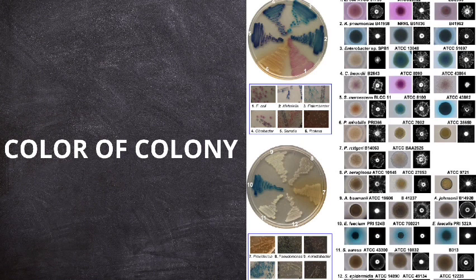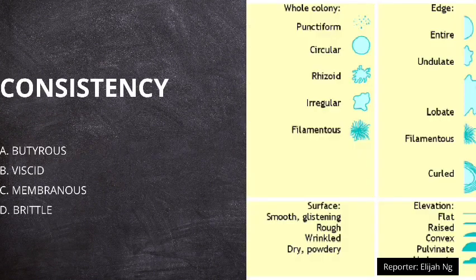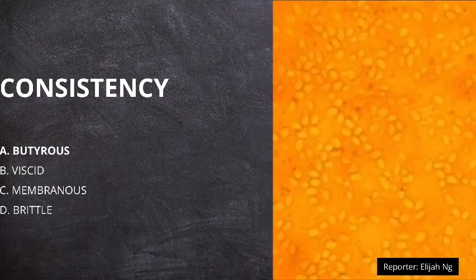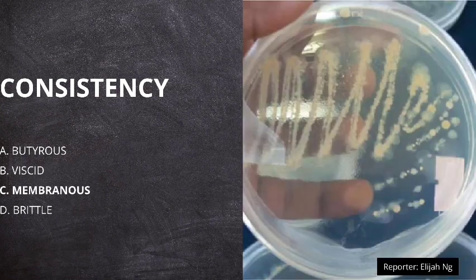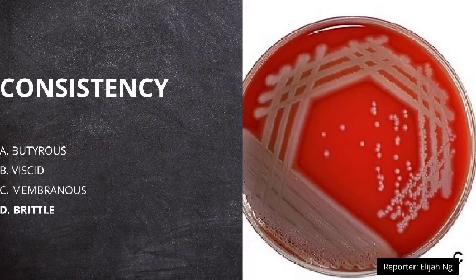Now, the third part is consistency. There are four characteristics of consistency, and the first one is butyrous, which is butter-like. As we can see in the picture, it's very butter-like in color and in consistency. Second would be viscid. Its growth follows the needle when withdrawn. The next one is membranous, which is thin, coherent, like a membrane. The fourth and last one of consistency is brittle, which is dry and friable.